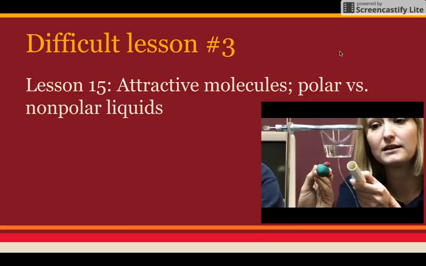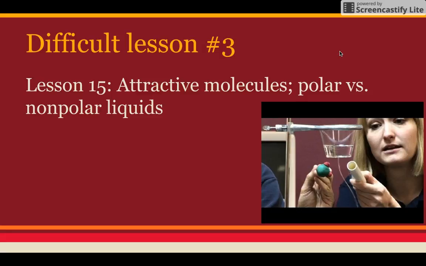The third difficult lesson is attractive molecules, where students learn about polar versus nonpolar liquids. You're going to need a charged item like a plastic rod in order to carry the charge. If you don't have those, a styrofoam cup would do the same thing. You can use a burette, as they recommend in the lesson, but as you see in this image here, a plastic cup with a hole poked in the bottom is a useful substitute.